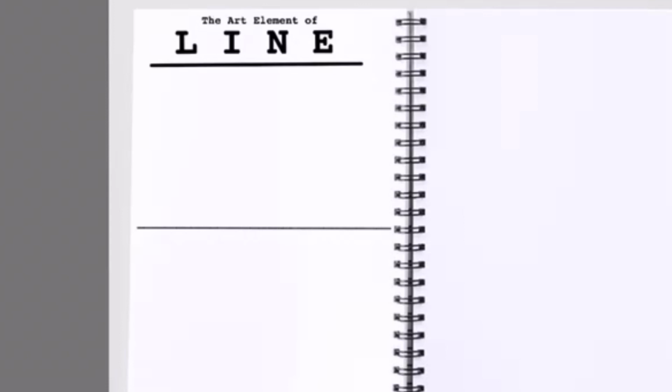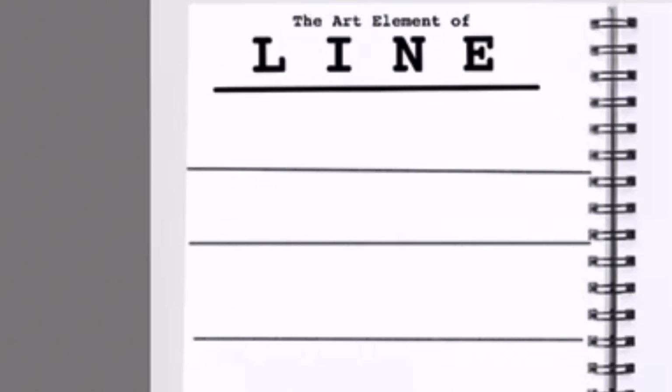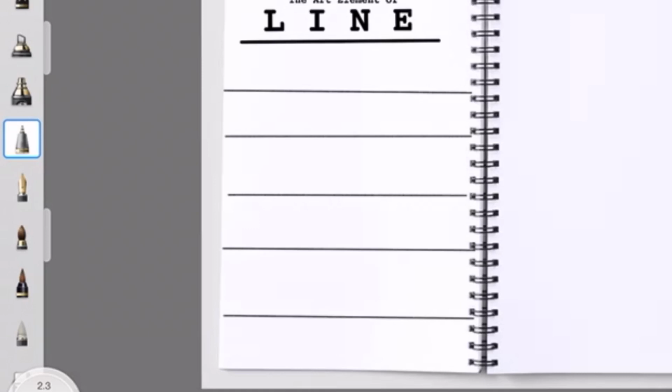You're also going to put a line across the middle of your page like so, okay? And you're going to be adding lots of lines, okay? In that top section, you're going to add 2 more lines. That should give you 3 somewhat equal sections, okay? And then the bottom section, you're going to do the exact same thing. Okay, so underneath the art element of line, you need 1, 2, 3, 4, 5, 6 different rectangular sections that are all about the same size. Those 6 sections are going to be the 6 main types of line, okay?